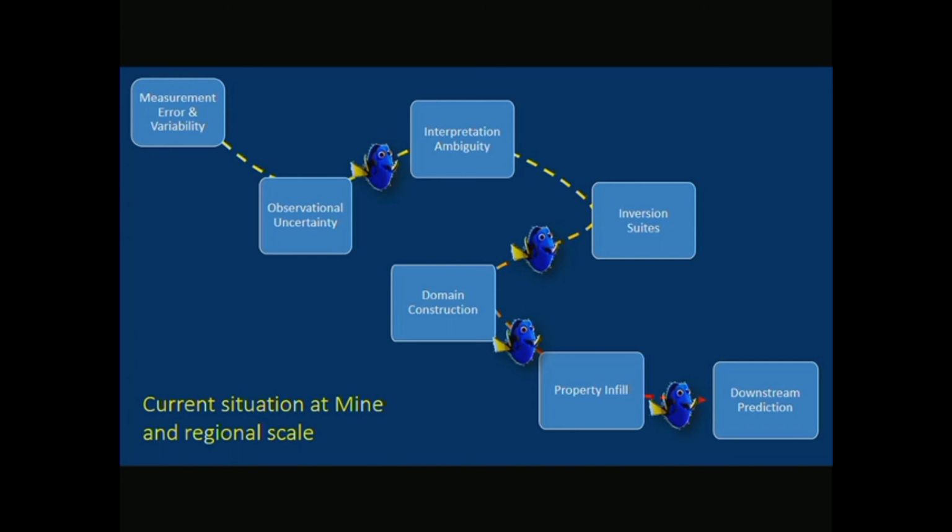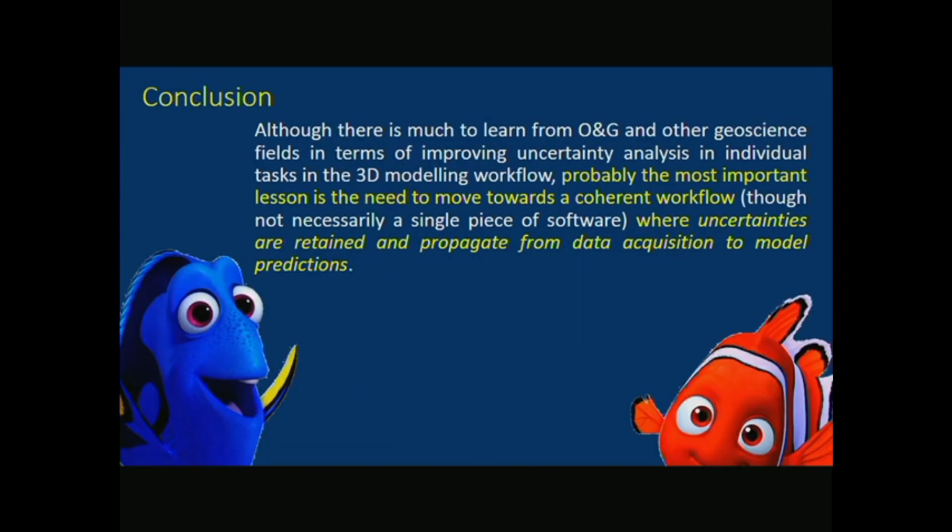And each time we're forgetting what's gone on before, which means that we're going down a very tortuous path, where each time we're saying this was the best model, and therefore we've applied that to the next stage, which was the best one, and we've applied that to the next stage. Really what we need to be doing is coming up with a coherent workflow where the uncertainties are retained and propagate from data acquisition all the way through to model predictions. And we're a long way from that at the moment. But that's where we're going for the next 10 years.